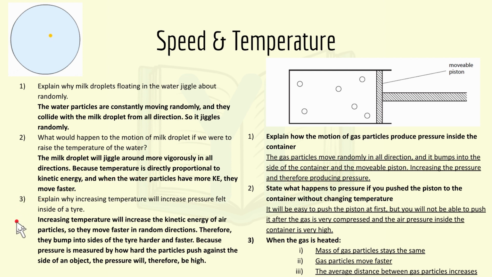And explain why increasing temperature will increase the pressure felt on the inside of a tire. Because increasing temperature will increase the kinetic energy of air particles, so they move faster in random directions. Therefore, they bump into the sides of the tire harder and faster. And because pressure is measured by how hard the particles push against the side of an object, the pressure will therefore be high. And explain how the motion of gas particles produces pressure inside a container. The gas particles move randomly in all directions, and they bump into the sides of the container and the movable piston, therefore producing pressure.